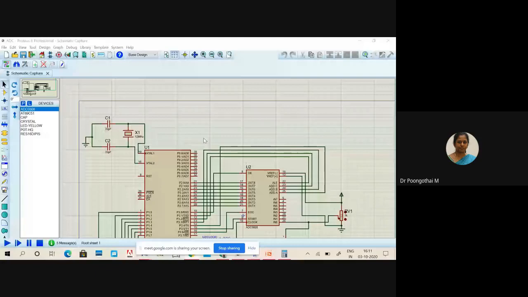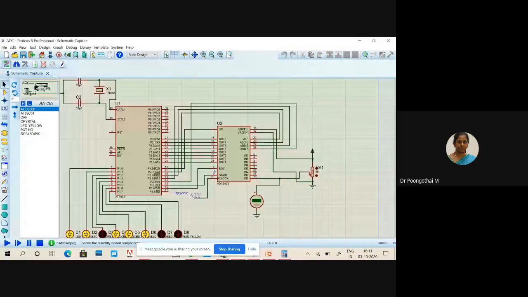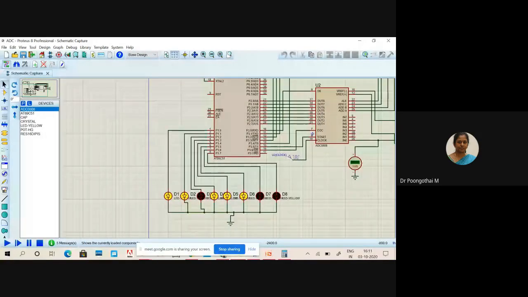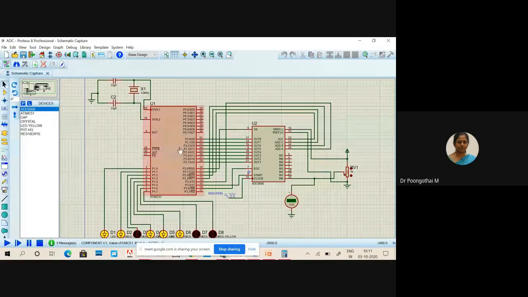So first we will see the connections involved in the 8051 microcontroller. We are using port 2 as an input port, okay? So here I have connected the output pins of ADC, from out 1 to out 8. All the output pins are connected to P2. Please note down the connections, okay?